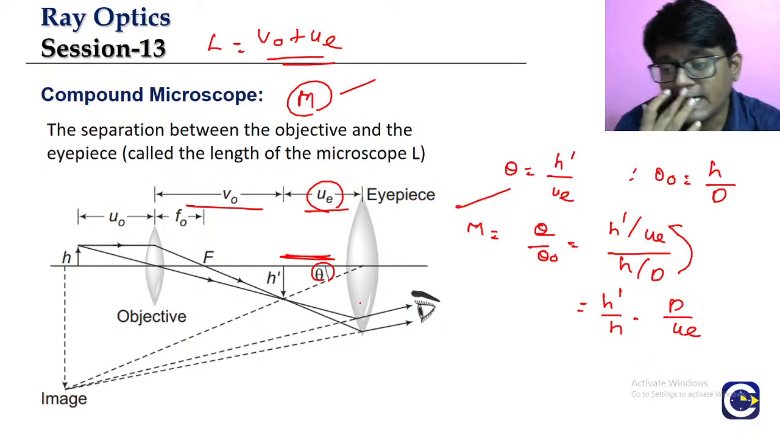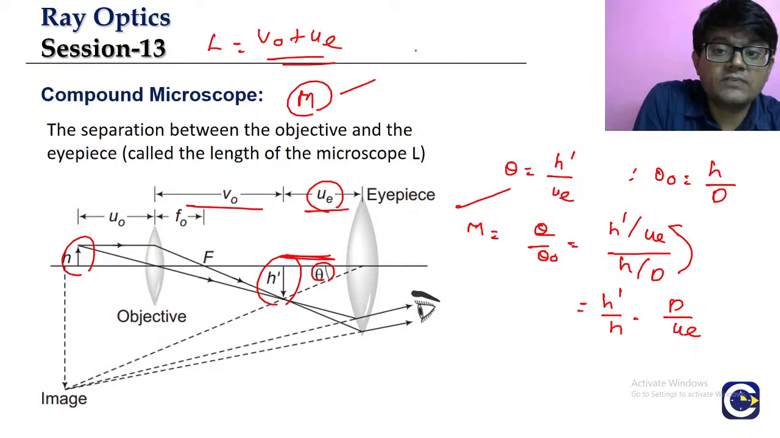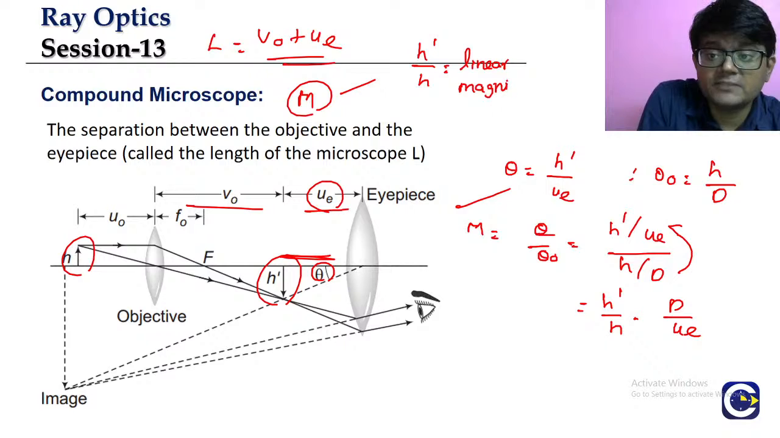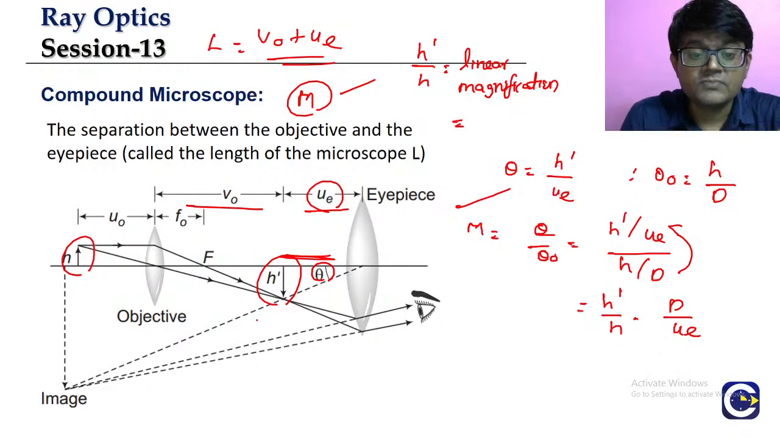Now H dash is the height of the image formed by the objective, and H is the height of the object. Remember what we have for a lens: H dash by H is what we call the linear magnification. What is the linear magnification for a lens? It will be V by U.